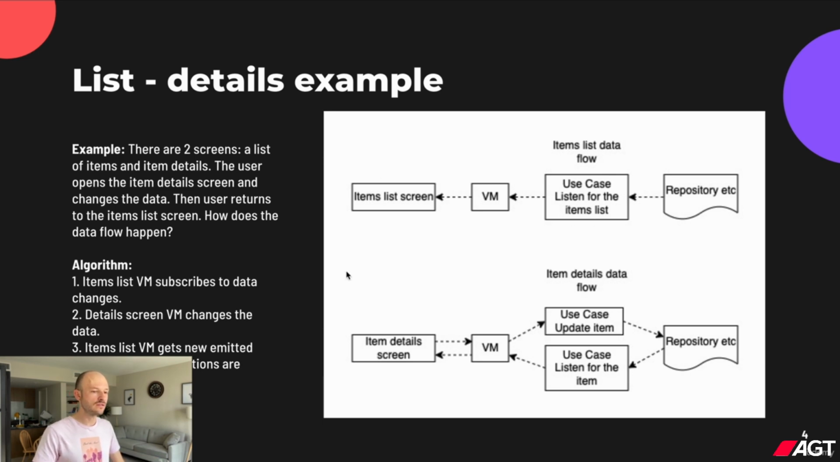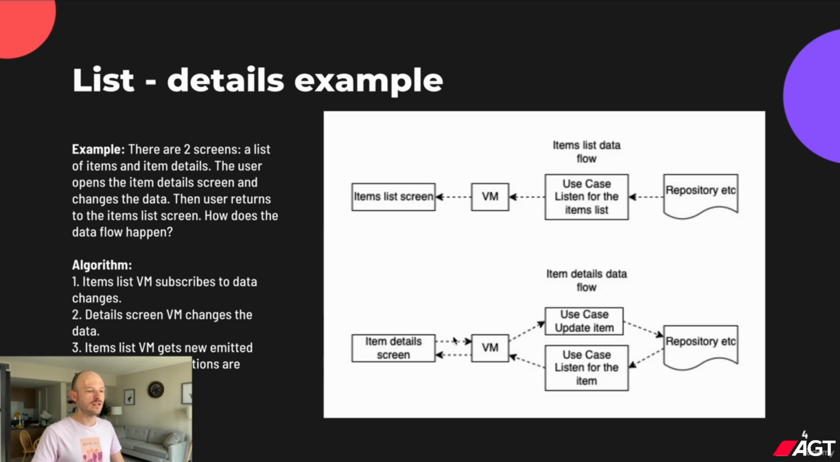This is illustrated in this image. In the upper part, this is the items list data flow. So items list screen listens to viewModel, viewModel listens to use case, which listens to repository, and so on. The next level would be data source. And the item details data flow is the same in terms of listening. It goes from the bottom to the top to the item details screen, and when the changes happen, it goes the other way around.